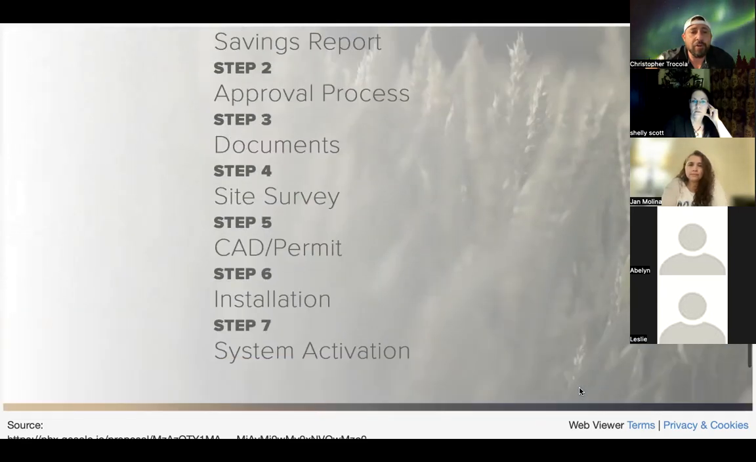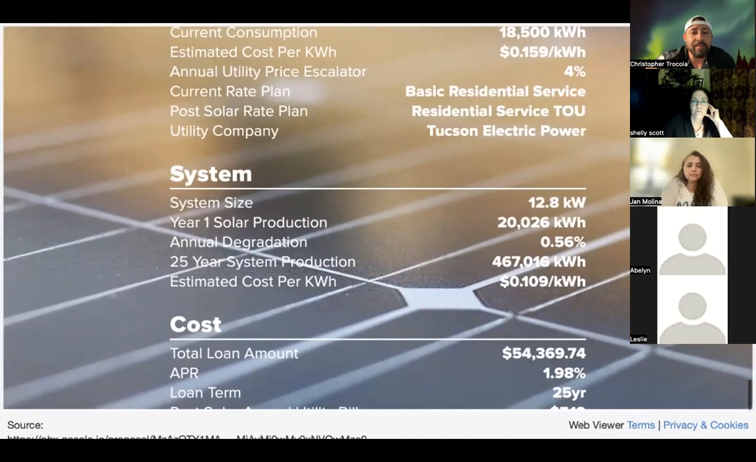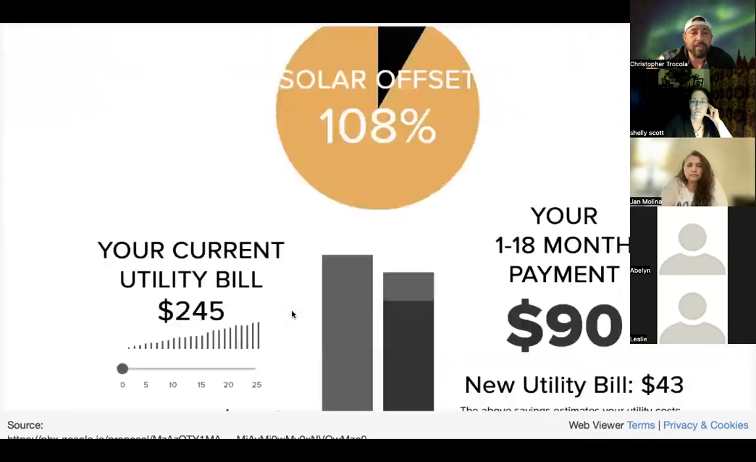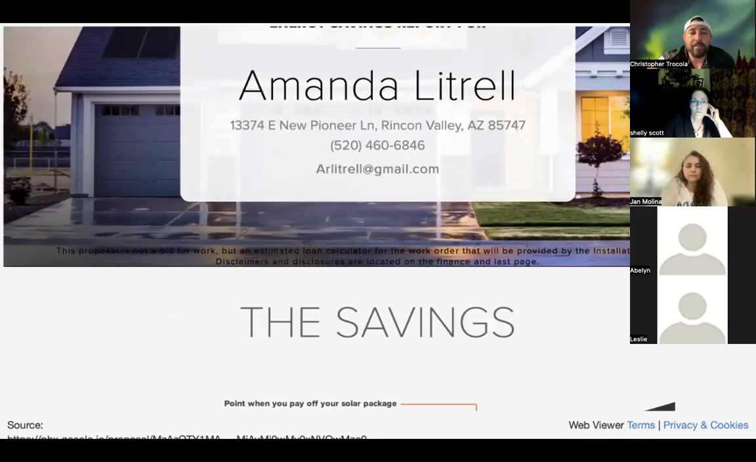But yeah, that's it. And then we show them their 7 steps, and then it has all this in there. So if we need to email it out to them, if they don't choose to go right then and there, then they can do that too. So there's that.